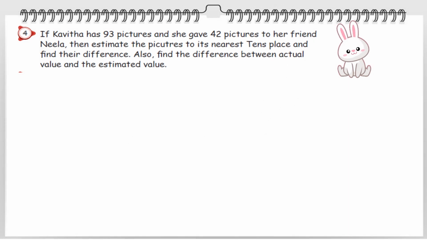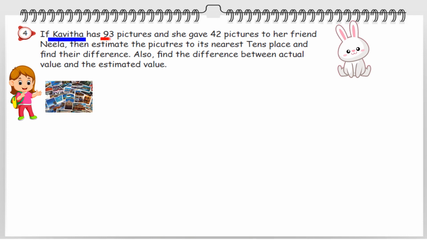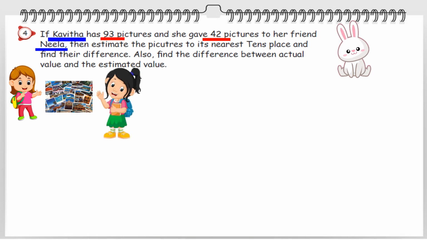Fourth sum. If Kavita has 93 pictures, some pictures, it might be stamp collection or any other greeting pictures, and she gave 42 pictures to her friend Neela, then estimate the picture to its nearest 10th place. So here also we are going to find out the nearest 10th place only. It's easy, and find the difference. Also find the difference between actual value and estimated value. See, like last sum we have done, isn't it? Like third sum, here also we are going to find the same only.